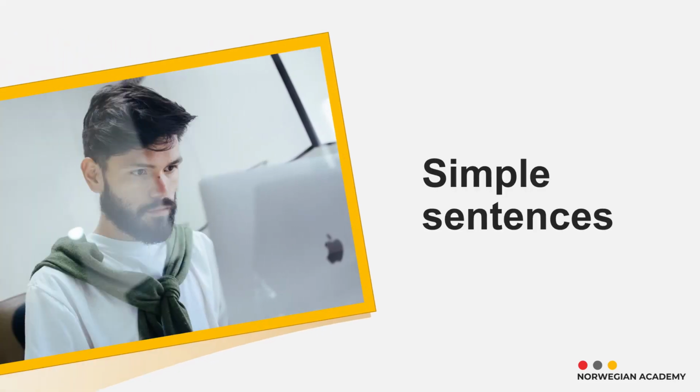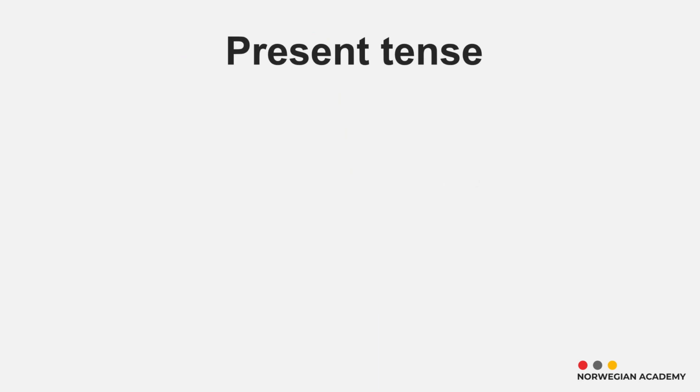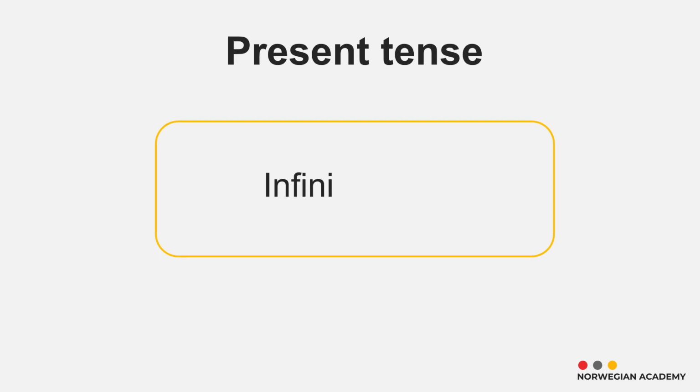Simple sentences in Norwegian. Today we're going to learn how to make simple sentences in Norwegian. Let's start with the verbs. To say that someone does something in the present tense, we need to add "er" to the neutral form of the verb. That is, we need to add "er" to the infinitive.